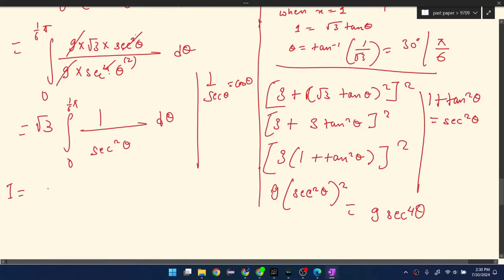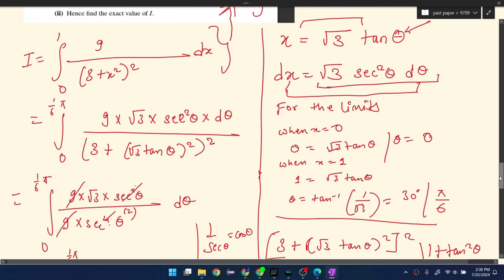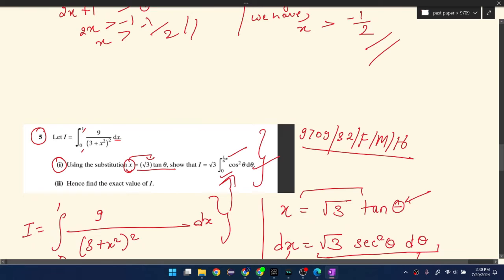So we get I is equal to root 3 times the integral from 0 to pi over 6 of cos squared theta d theta. So we have proved this, we showed this, we got this. So part one is done.